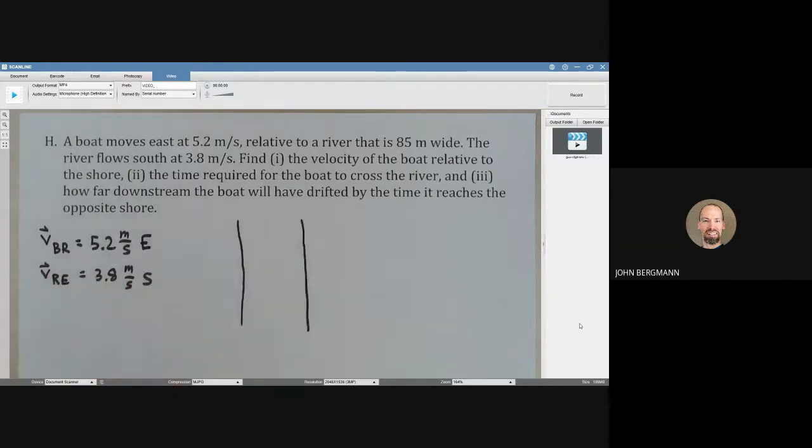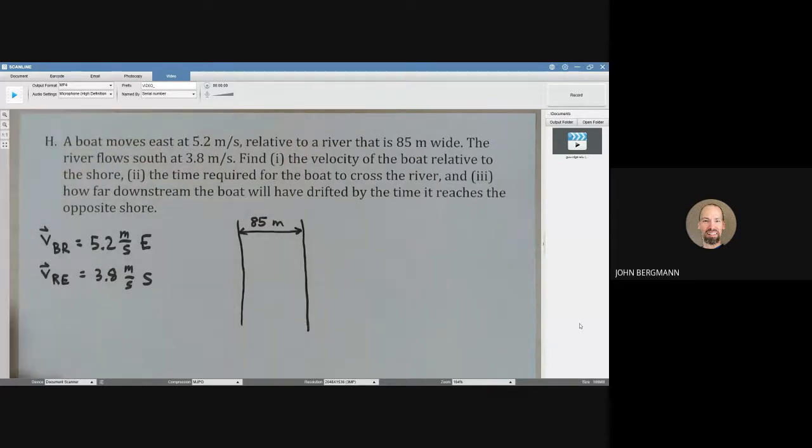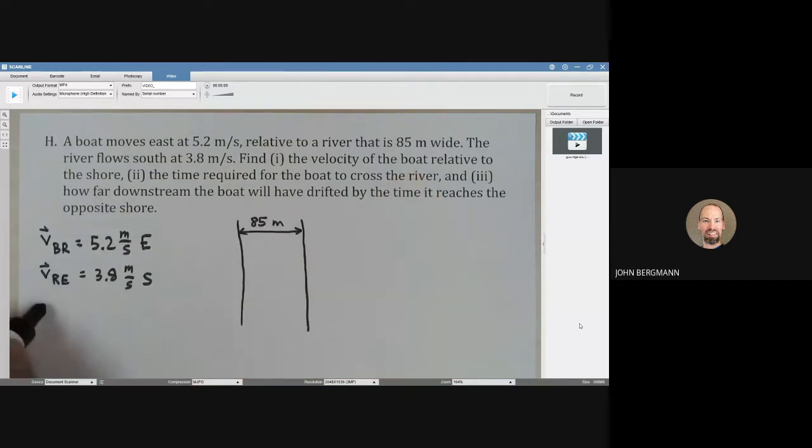Here's our river, and the river is flowing south. It says that the river is 85 meters wide. From there to there is 85 meters. So we need to find a couple of things here. We want to find the velocity of the boat relative to the shore. Velocity of the boat relative to the shore. Well, the shore is the earth, isn't it? So how would we do that?